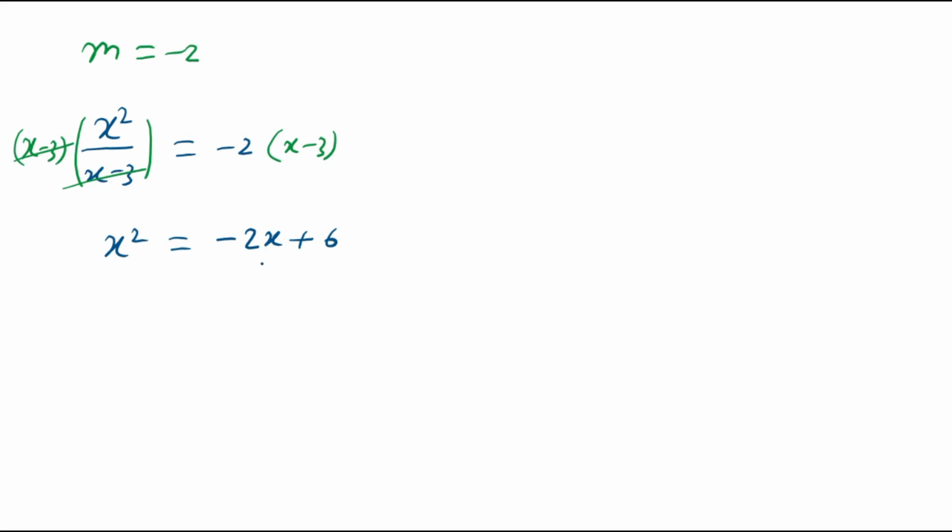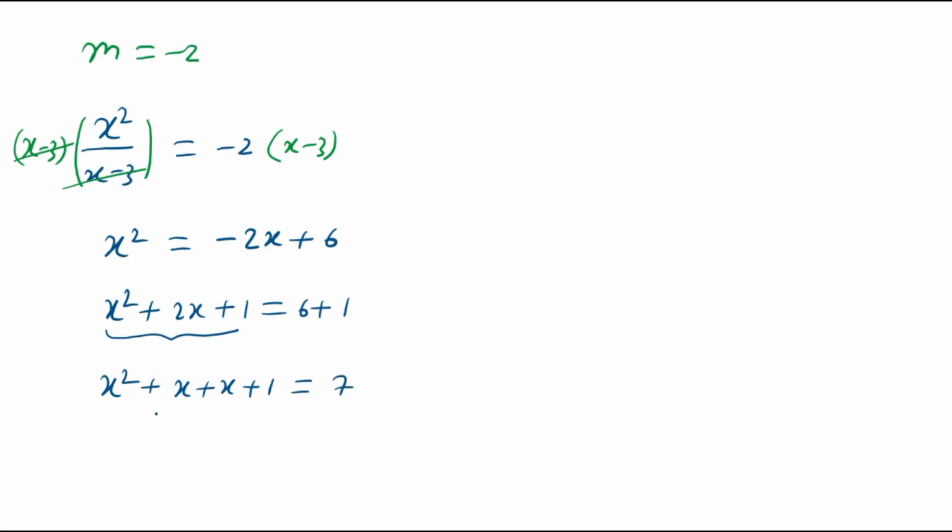Now taking this −2x to the left hand side, it becomes +2x, so x² + 2x = 6, and if we add 1 on both sides, the left hand side is factorizable. Here we will apply middle term split. x² + 2x + x + 1 = 6 + 1 = 7. Now look carefully at the first two terms and then the last two terms. Taking x common in the first two terms gives x(x + 1), and taking 1 common in the last two gives 1(x + 1), and this equals 7.